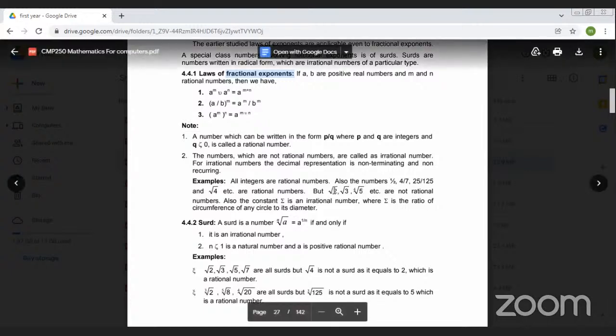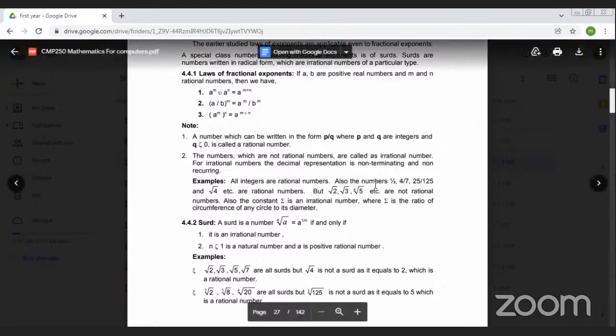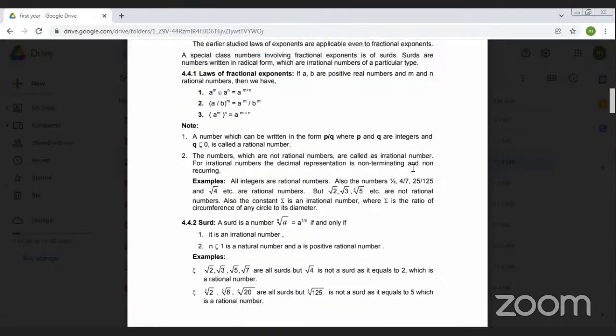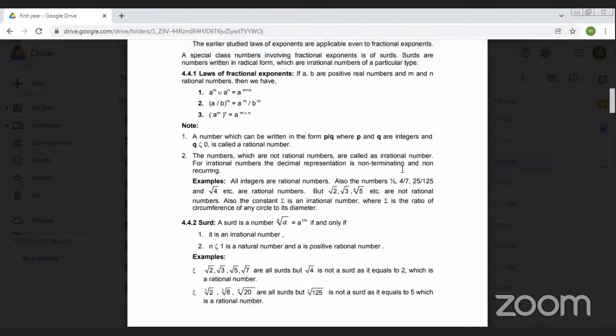Let's see. So root 2. Now the value of root 2 is what? 1.414, something like that. So obviously this becomes irrational. Similarly, for irrational numbers, the decimal representation is non-terminating and non-recurring. See, I talk about root 2. So they are what? 1.41414.